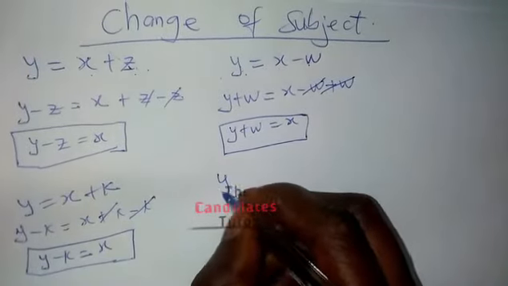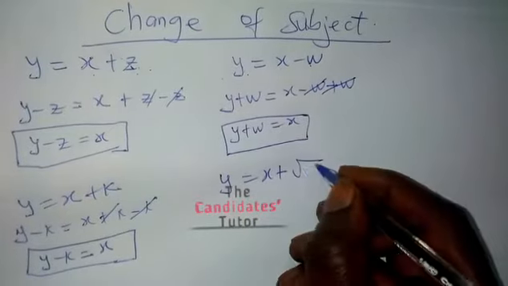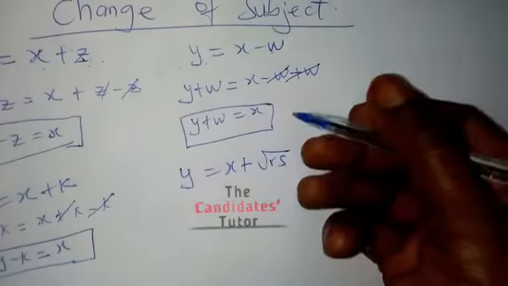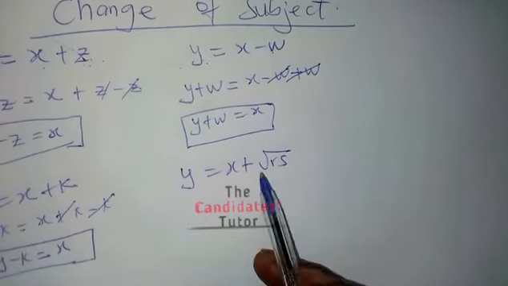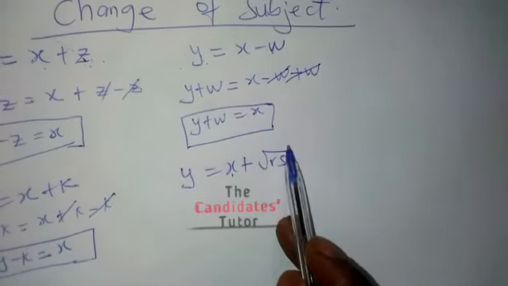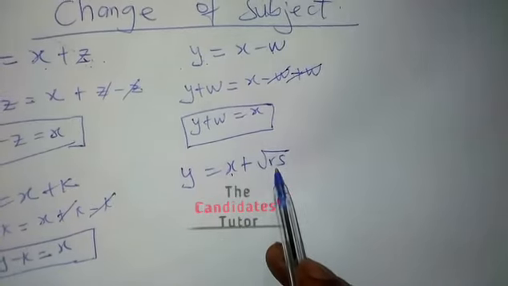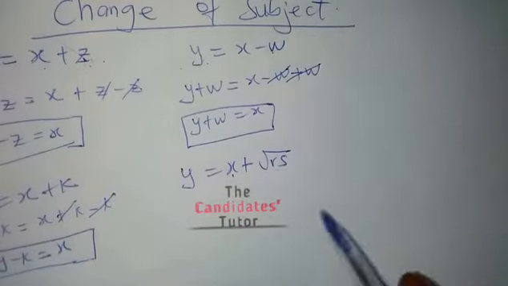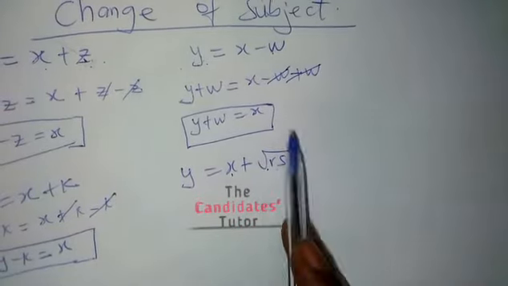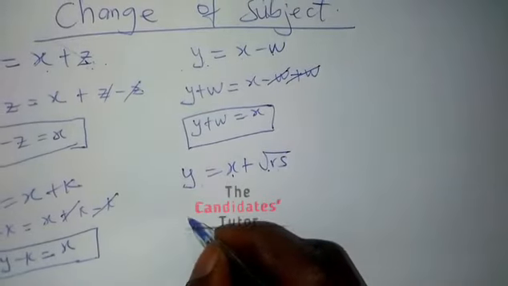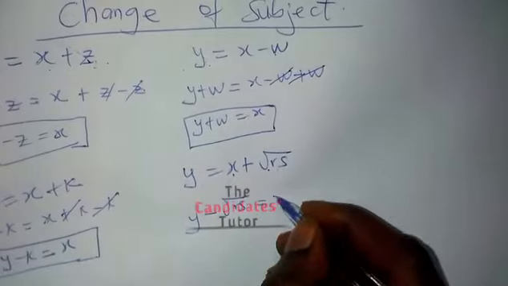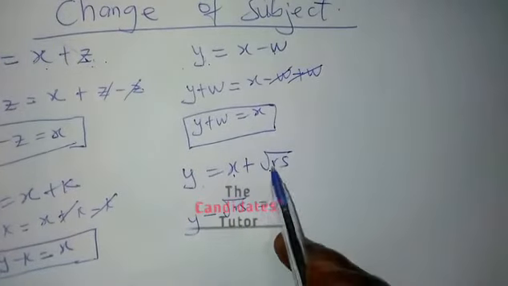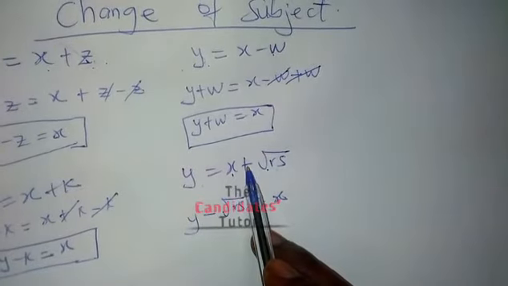Quick, we have y equals x plus the root of rs. It's just like what we are doing, just the basic change of subject. So when you look at this one, you realize that whatever is attached to the x, there's this root of rs, and they are added. So don't even bother yourself to do anything. Just carry this to the other side, so that we have y minus root of rs is equal to x. We carry this one to the other side, and we realize that it was adding, so we subtract.